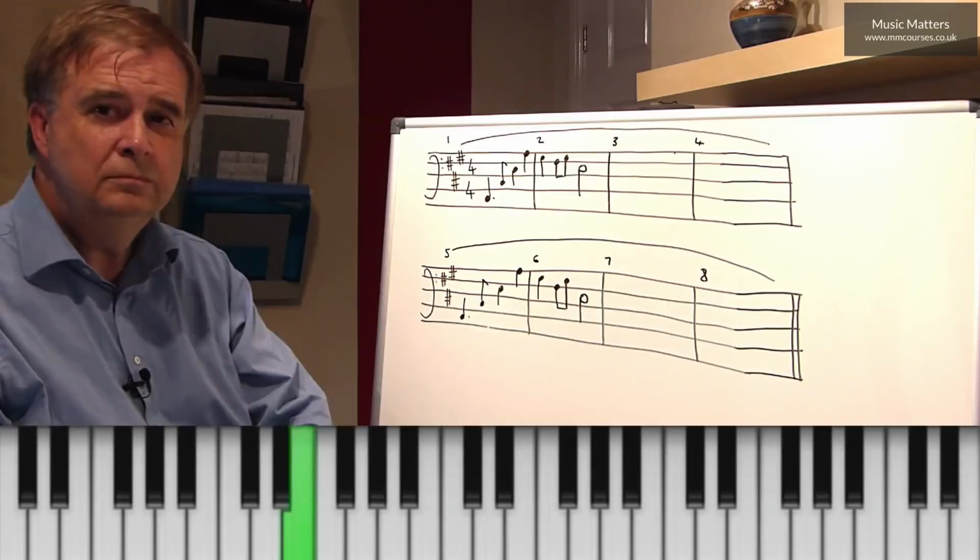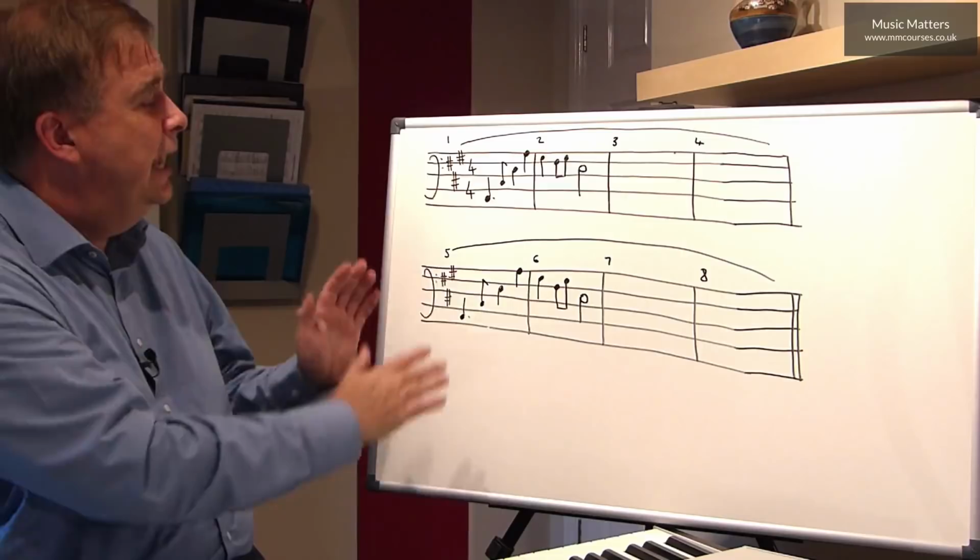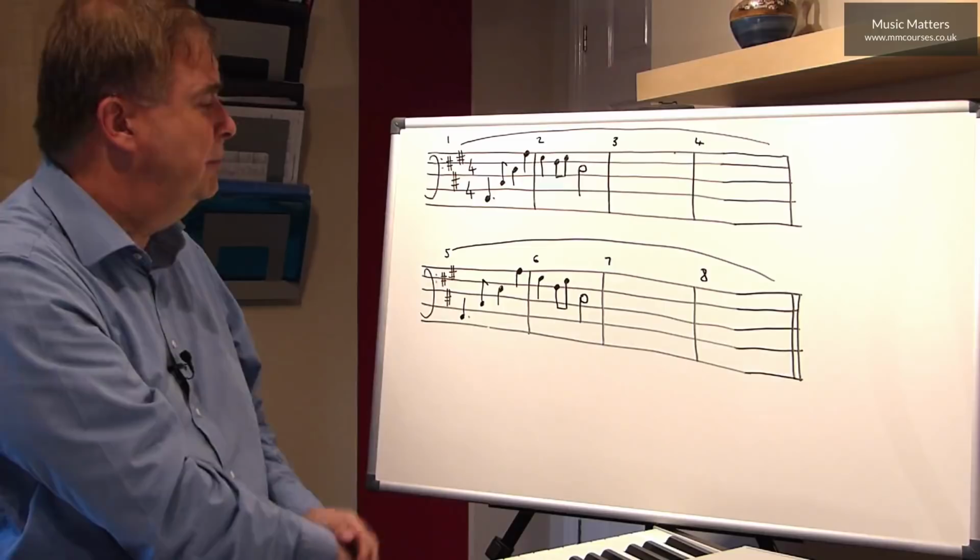So you might just have begun to hear that shape in your mind. Anyway, for the purposes of trying to get something down that is going to give us a reasonable 8-bar melody, copy bar 1 into 5, copy bar 2 into 6.